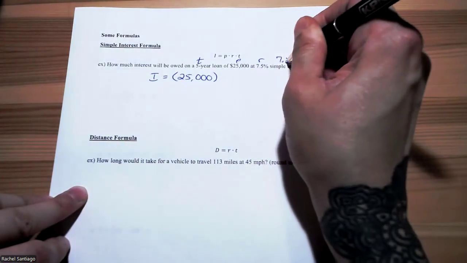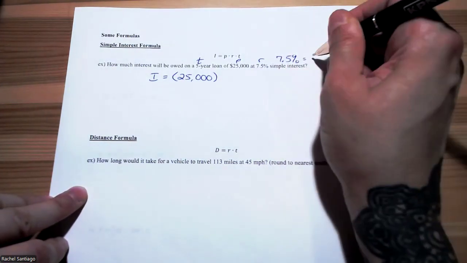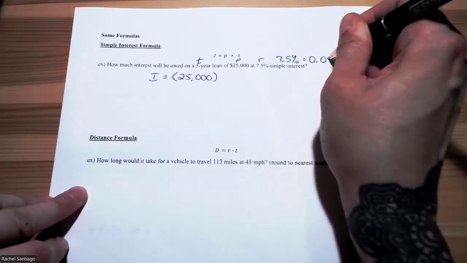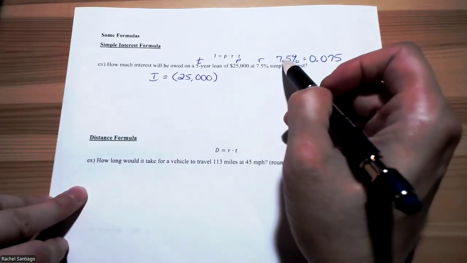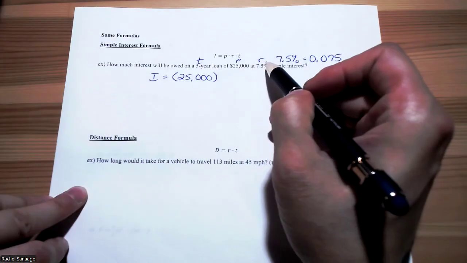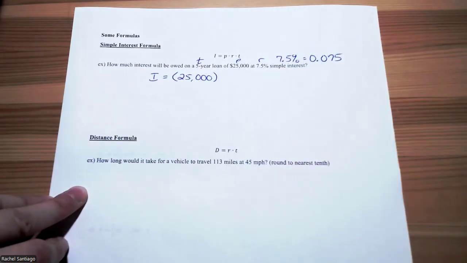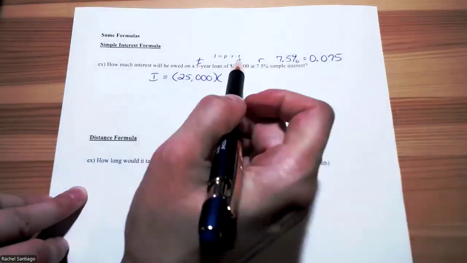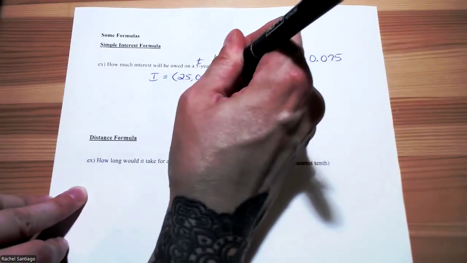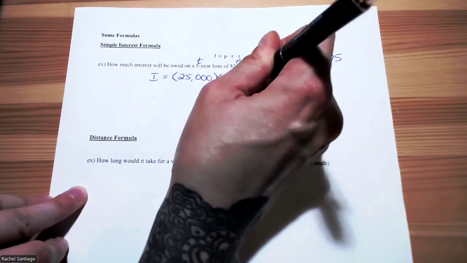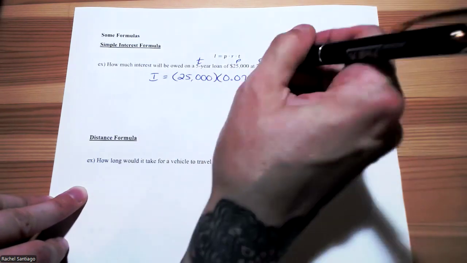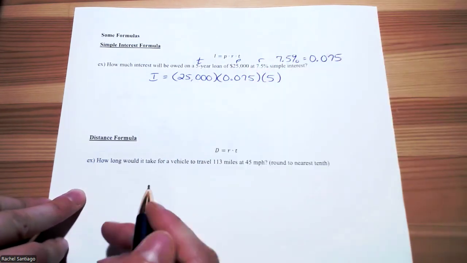So 7.5% as a decimal is 0.075. Remember, you move the decimal 2 places to the left, 0.075. Let's go ahead and replace the rate with 0.075. And then we're going to replace our time, t, with 5.